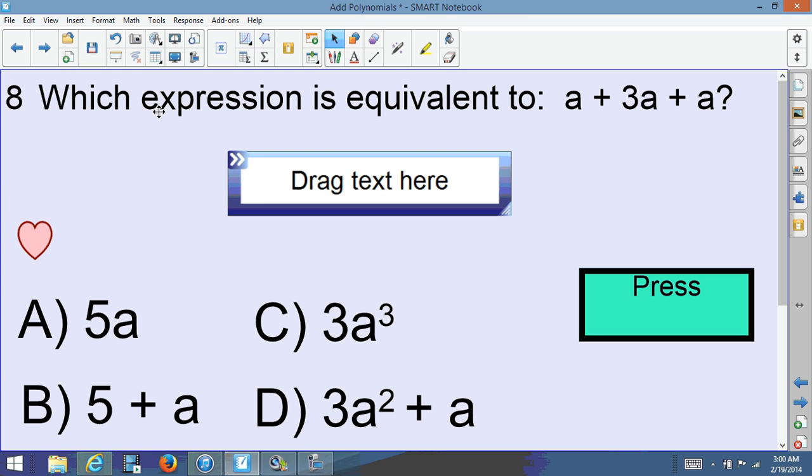Here's a question for you. Which expression is equivalent to a plus 3a plus a? A, 5a, B, 5 plus a, C, 3a cubed, D, 3a squared plus a. Well, remember what I said about apples. Here we have an apple plus 3 apples plus an apple. So give it a shot. What do you think it is? Give you a couple seconds.